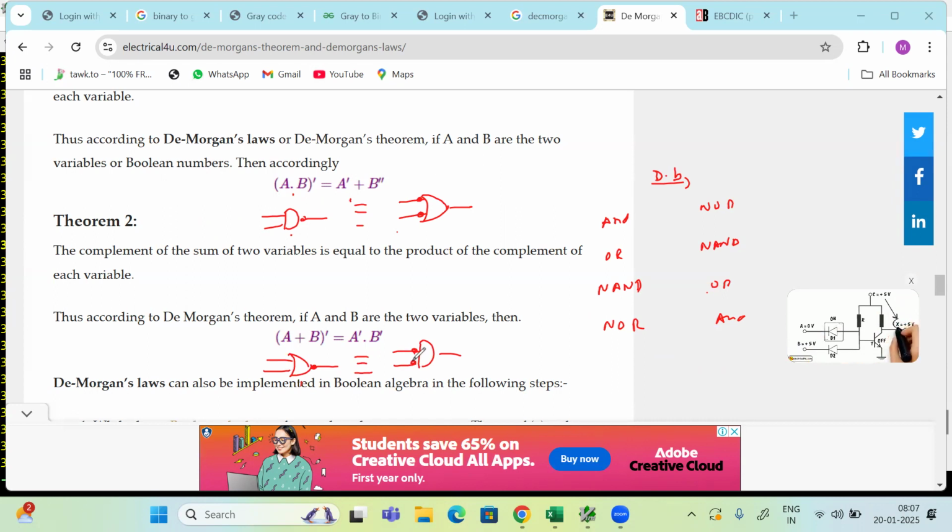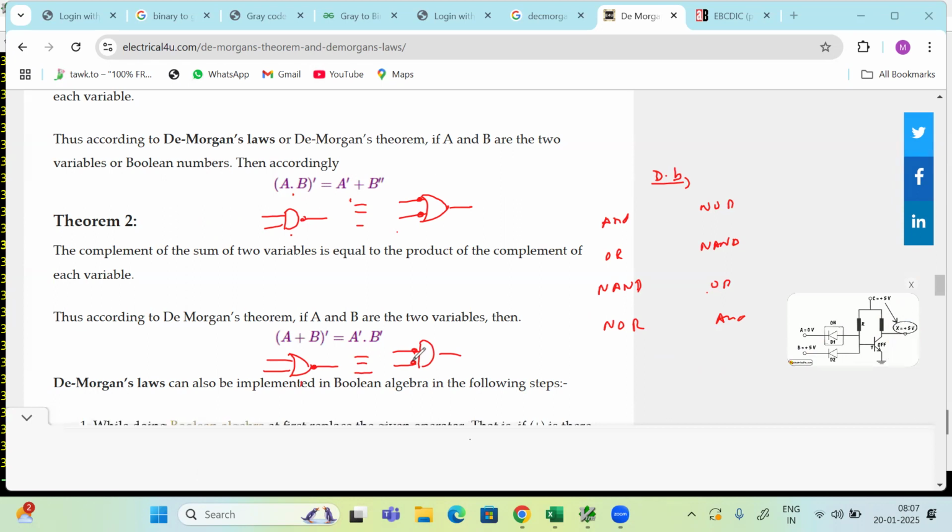So tomorrow onwards, first we will note down the rules: consensus law, De Morgan's law, identity law, associative law, commutative laws, all the things we will write. Then we'll start with gates: what is AND gate, NAND gate, NOR gate, how to write their logic and their symbols. Then we'll wind up for the day. Tomorrow we'll continue.